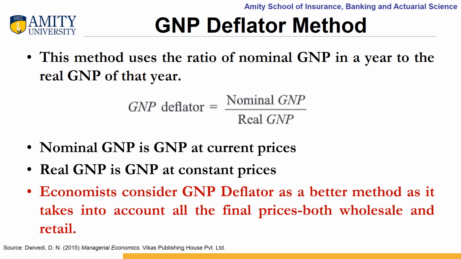Economists consider the GNP deflator a better method as it takes into account all the final prices, both wholesale and retail, when compared with the WPI or CPI methods. So, these are the three popular methods which are used in our country to measure inflation: the Wholesale Price Index, the Consumer Price Index, and the GNP deflator method.